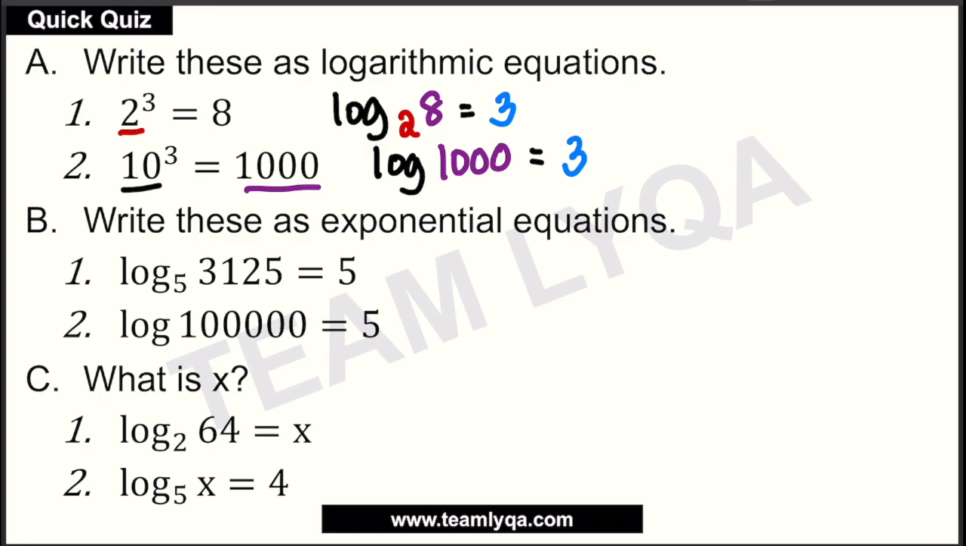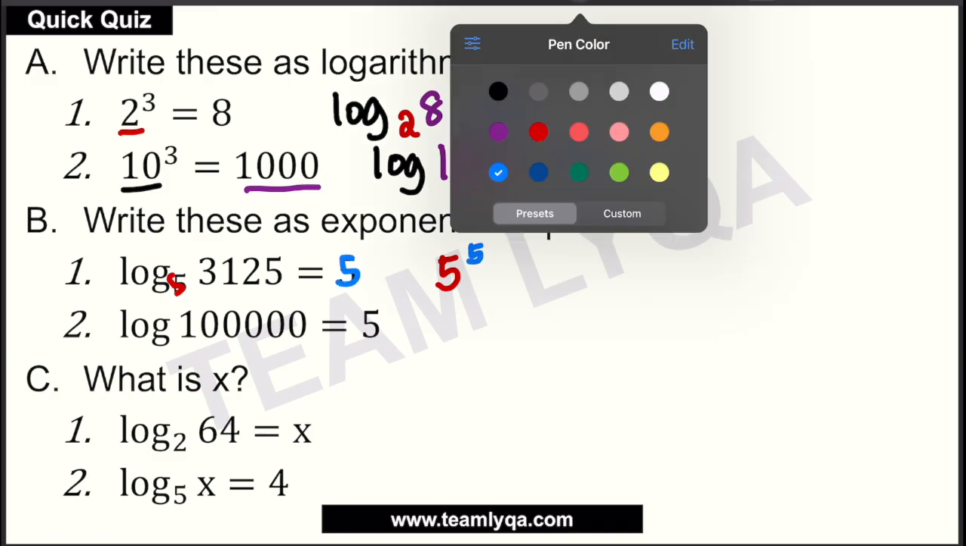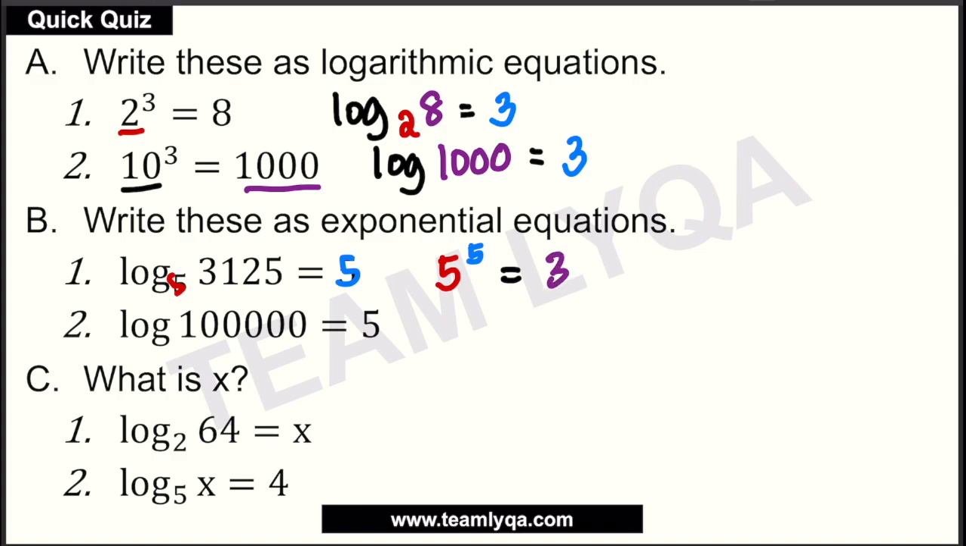Yung mga logarithmic equations naman gagawin natin exponential. So, isusulat lang natin siya. Okay? Hanapin muna natin yung base, which is yung nasa ilalim. So, 5 yung una. 5. Tapos, ang kanyang magiging exponent, yung kinalabasan dito, which is another 5. Tapos, equal siya sa 3,125. Kasi 5 raised to the 5th power is equal to 3,125.